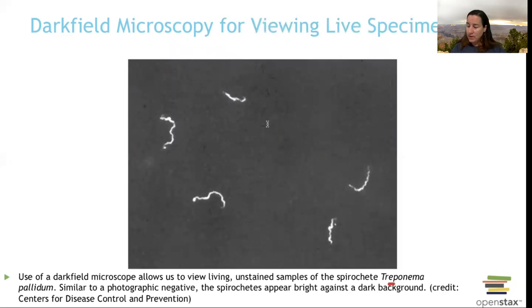So here we have, what are we looking at? Oh, Treponema pallidum. So if you were trying to look for syphilis in a specimen, you might want to see these guys, and you can see they glow and the background, the field, is dark. So this is dark field microscopy, and it's a great way to look at live specimens because you didn't cover it with stain that's going to kill the thing.